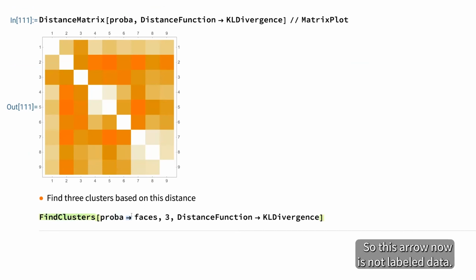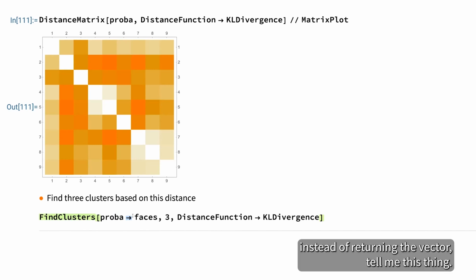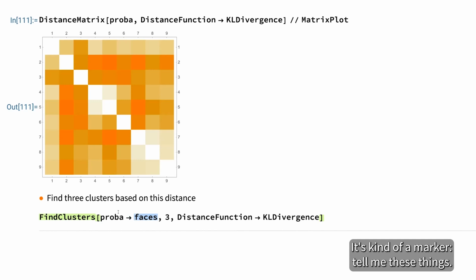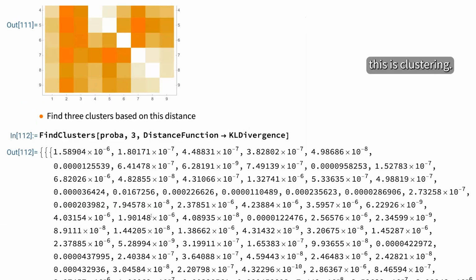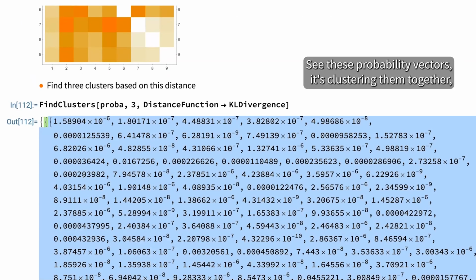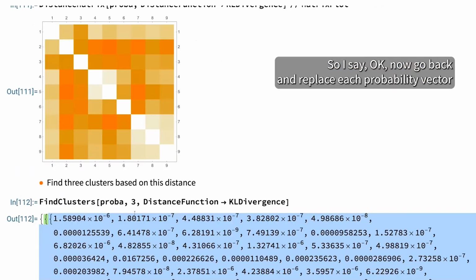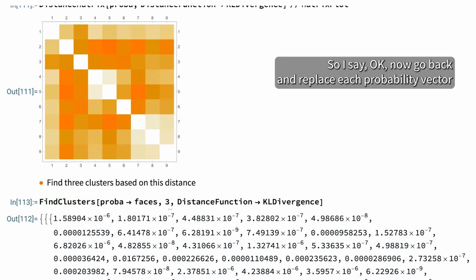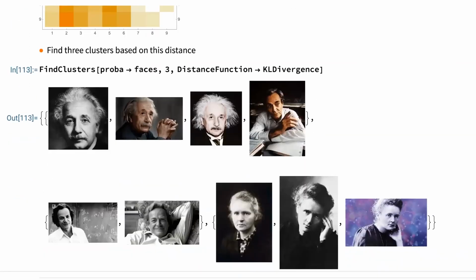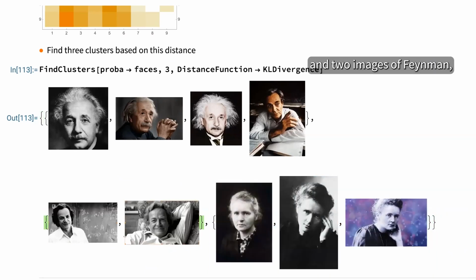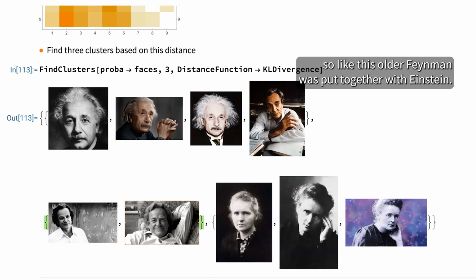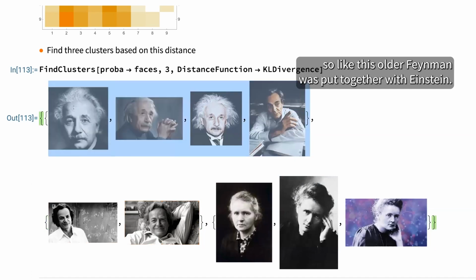So this arrow now is not labeled data. I mean, it is a label, but it's not classification. This is just saying, instead of returning the vector, tell me this thing. It's kind of a marker. So if I do this, this is clustering. You see these probability vectors. It's clustering them together, but it's not so informative. So I say, okay, now go back and replace each probability vector with the face I extracted it from. And you see that this clustered together correctly these images and two images of Feynman, but it wasn't super sure. So this older Feynman was put together with Einstein.